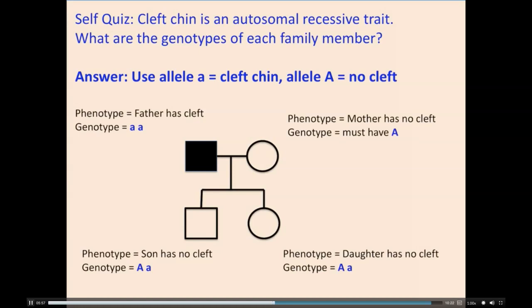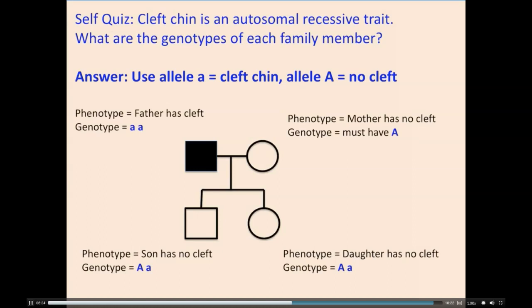Going through the problem, the father has a cleft chin, so he has to be little a, little a. The son and the daughter both do not have the cleft chin, and so they must have one big A, just like the mother. But because the father only has little a's to give to his kids, the son and the daughter must be heterozygous.